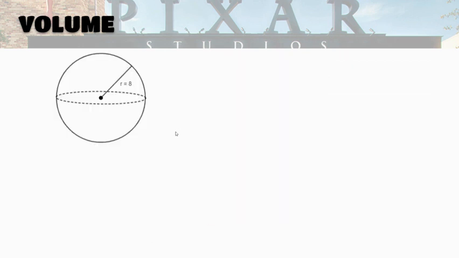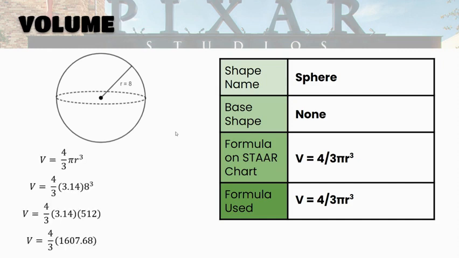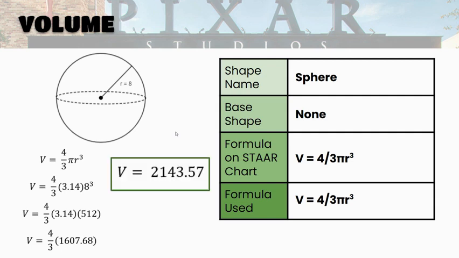Here I have a sphere. There is no base shape for a sphere, and the formula on the star chart is the formula I'm going to use, so 4/3 pi r cubed. So when I plug that in, the radius is 8. I use 3.14 for pi. I get 2,143.57 when you multiply all of that out using your calculator.